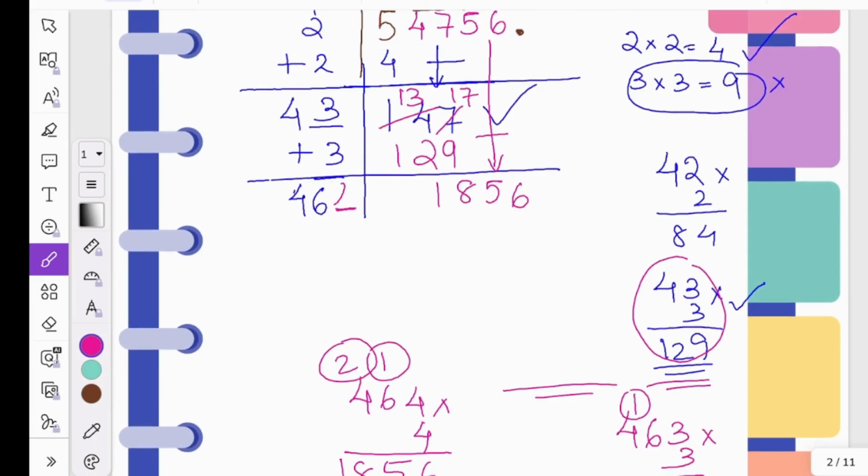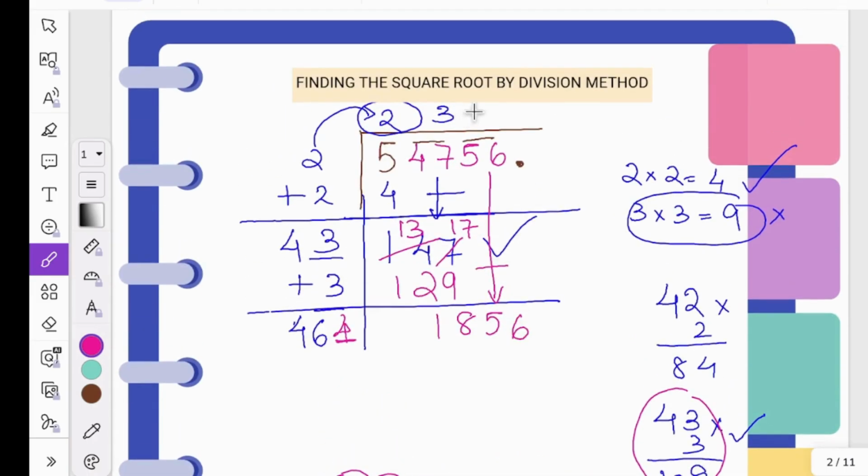So I have to put here which number? 4. At the same time I will have to place that 4 over here too, so that we are getting 1856 here. So at the end I'm getting remainder 0. So what is the root of 54,756? Root of 54,756 is 234. Clear?